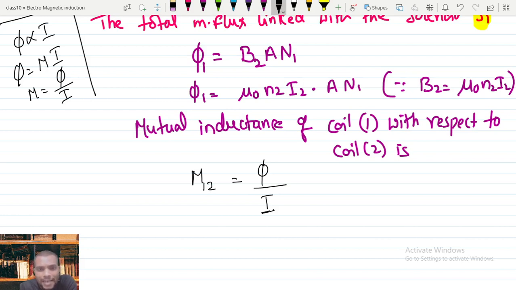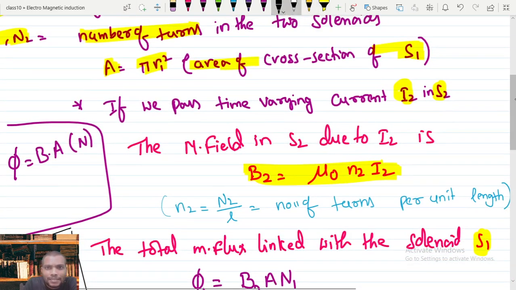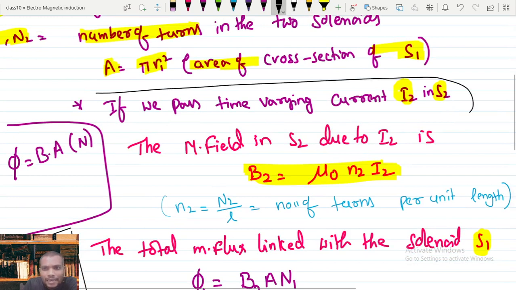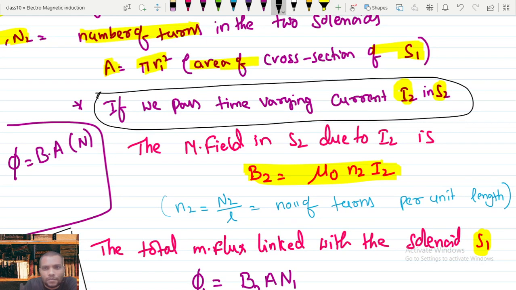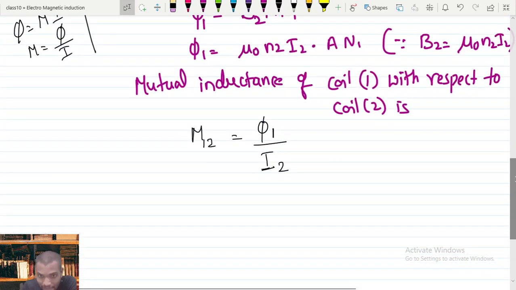That I can represent as M12, which is equal to the change in flux in the first solenoid because of the change in current in the second solenoid. Because we apply a change in current, where did we apply it? We applied the time varying current in S2 only. If you apply the time varying current in S2, because of this, there is a change in flux in solenoid S1.